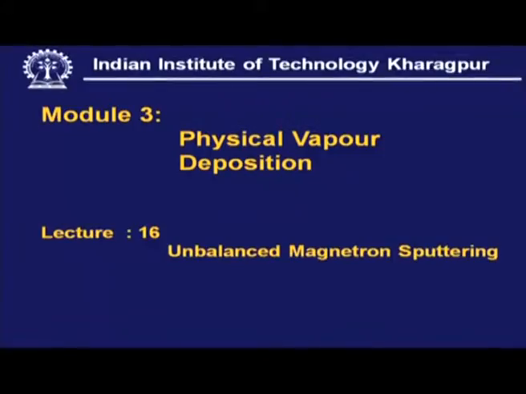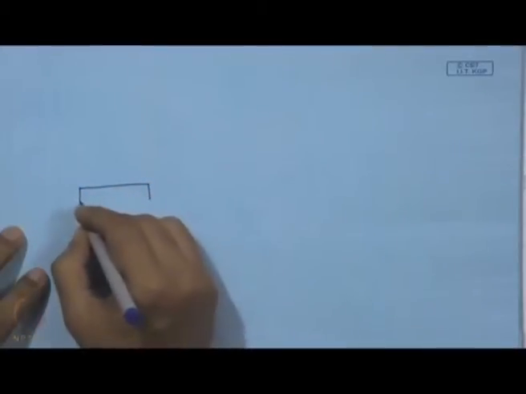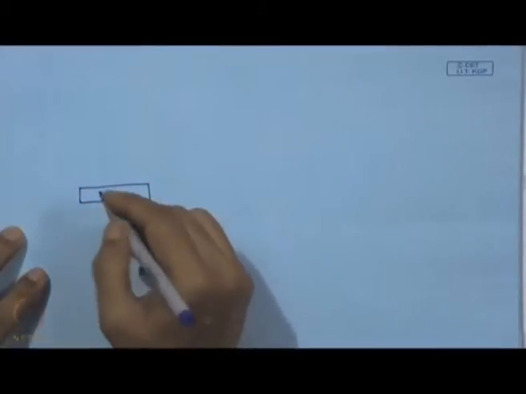Okay, today we shall discuss the topic of unbalanced magnetron sputtering. Now, we already have the conventional or balanced magnetron, and if we take a close look at it, we can illustrate it by this simple figure.